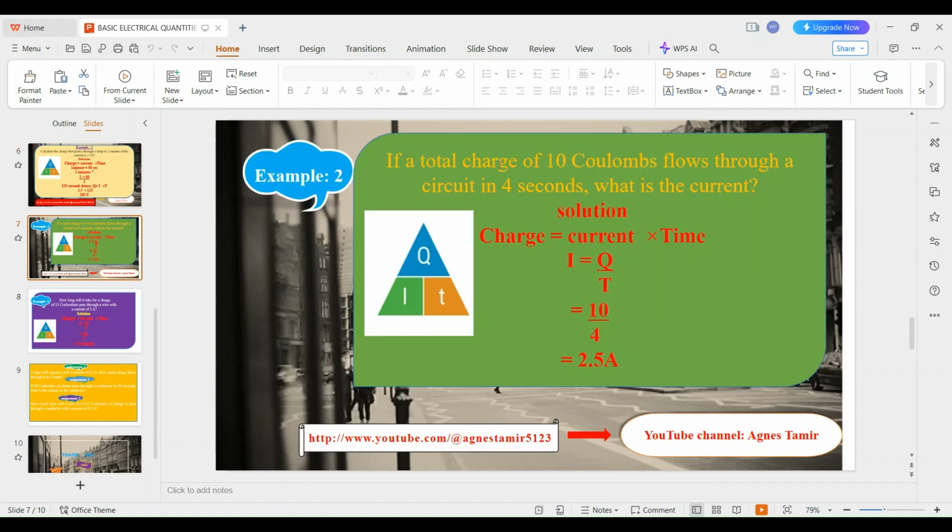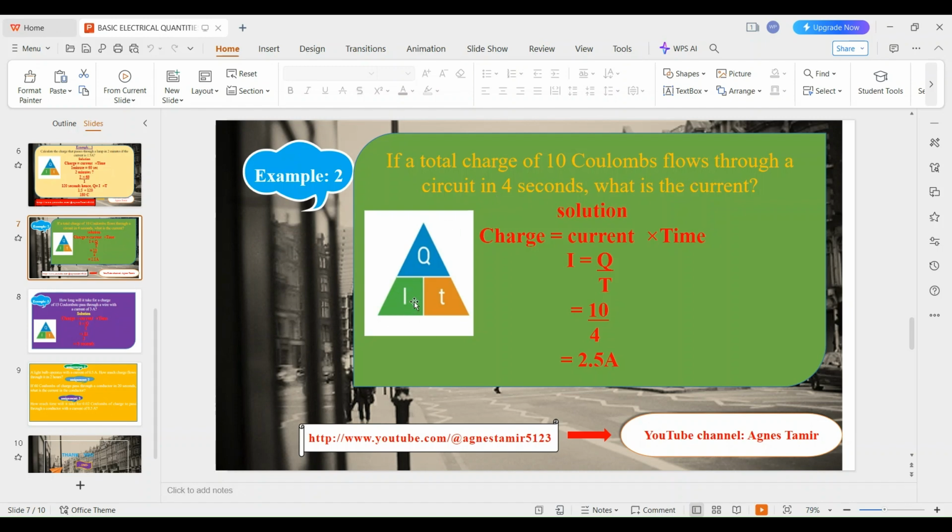Example number 2. If a total charge of 10 coulombs flows through a circuit in 4 seconds, what is the current? The question here is asking us to look for current. We have charge as 10 coulombs and we have time as 4 seconds.